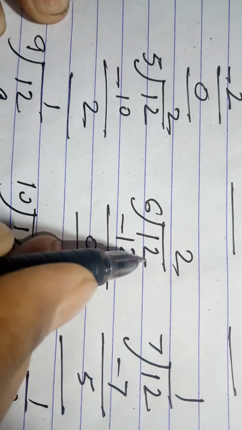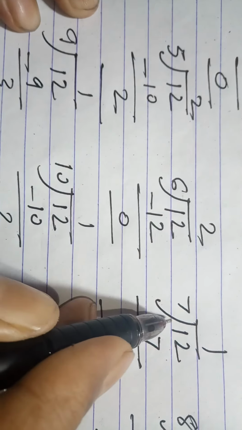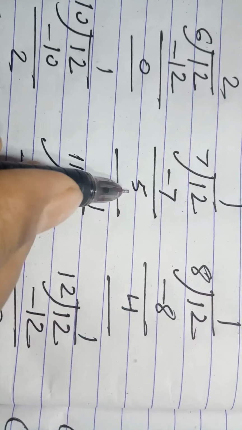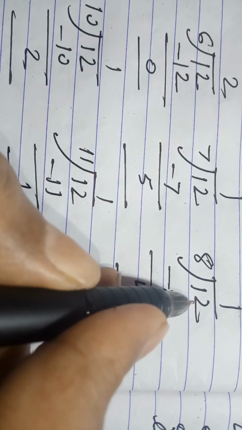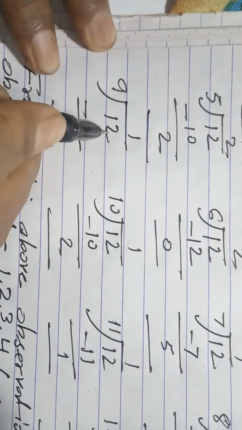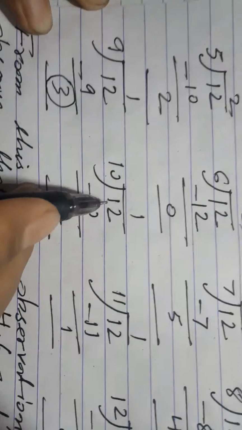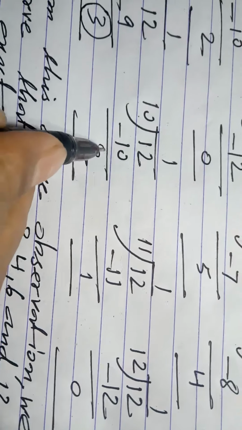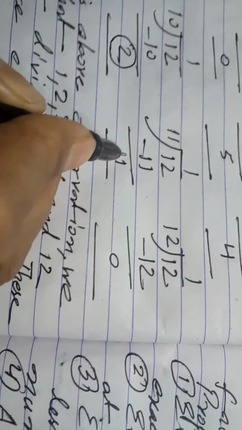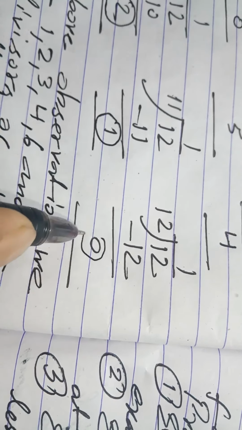6 divides 12 completely. It has no remainder. 7 does not divide 12 completely because it has a remainder. 8, 9, 10 and 11 do not divide 12 completely because they have remainders. 12 divides 12 completely because it has no remainder.